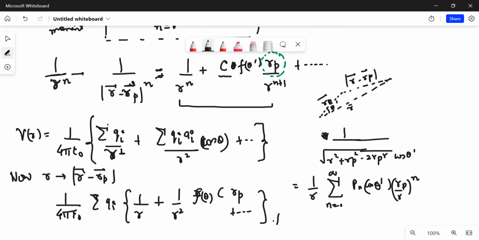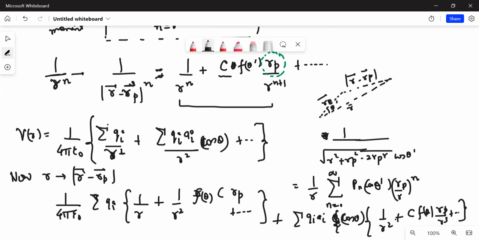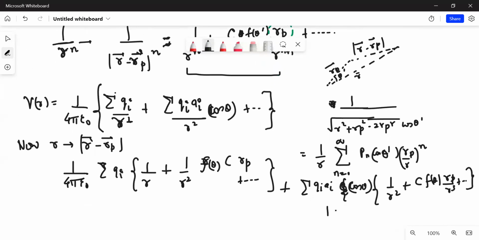Is that clear? And the second term would again involve summation q_i a_i, and now cos theta would remain, so I'll write cos theta here. So now instead of 1/r², you will have what? 1/r² would be there, but again the higher order term c, f of theta, r_p, and there would be r³, so on and so forth. Is that clear or not clear? और higher order terms और चलती रहेंगे आगे के terms. ये चीज समझ में आ रही है, नहीं आ रही है?